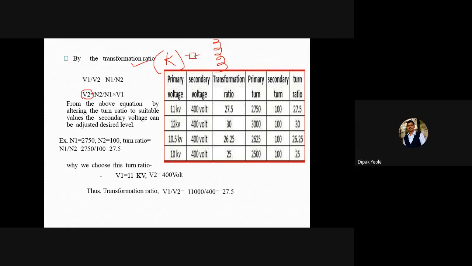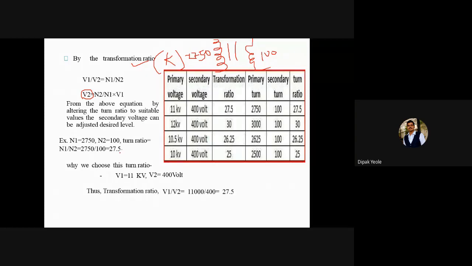2750 number of turns are available for the primary, and for the secondary I am using only 100 turns. So no doubt this is a step down transformer. We have to find out the transformation ratio for this. So 2750 divided by 100 comes as 27.5. So this is the factor of this transformation ratio.